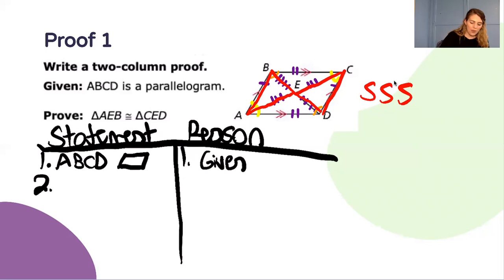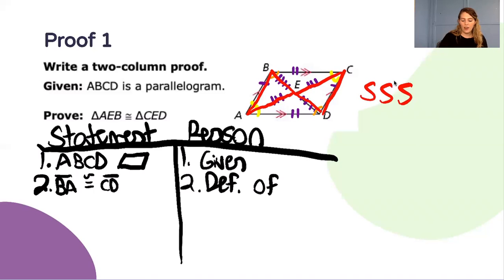So I proved that BA is congruent to CD because it's a parallelogram. When I do that, I'm going to say that the reason is definition of parallelogram. That's enough information. I know it's a parallelogram, so I know those 2 sides are congruent.